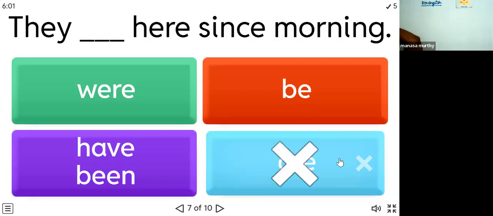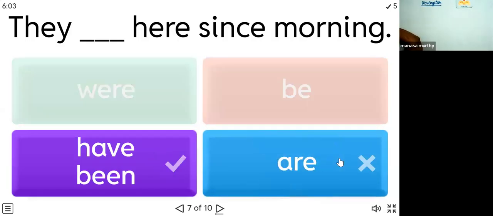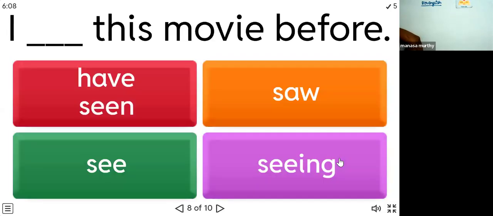Which option do I choose? R? No, it isn't R. Have been.